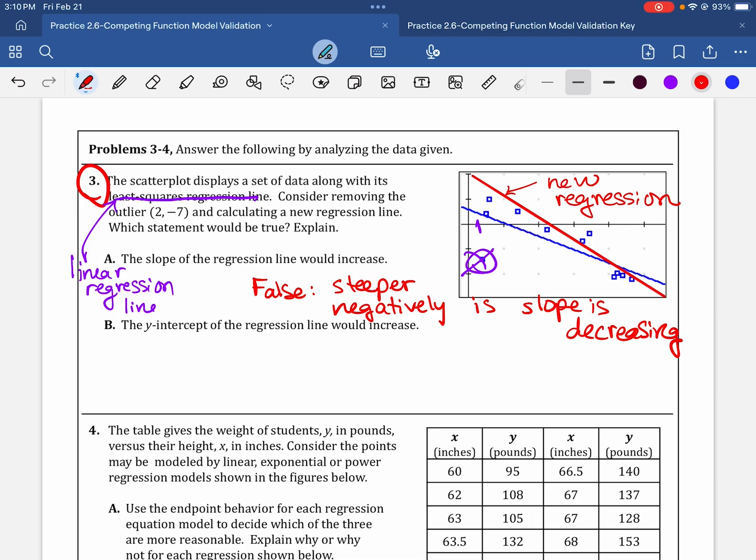All right. The y-intercept of the regression line would increase. That's true because you see, whoops, I can't spell. True.